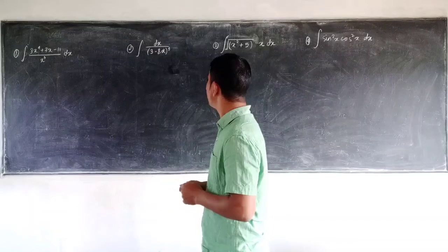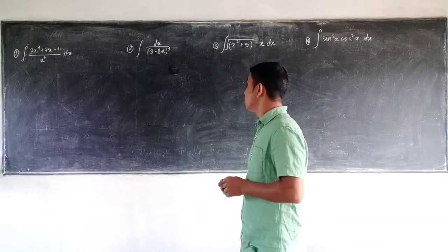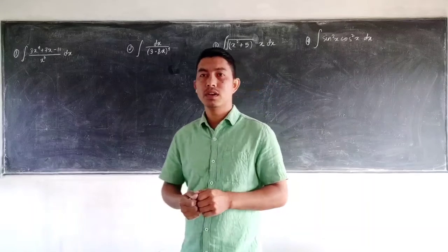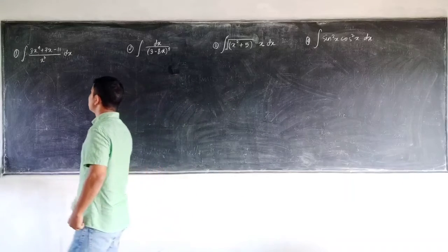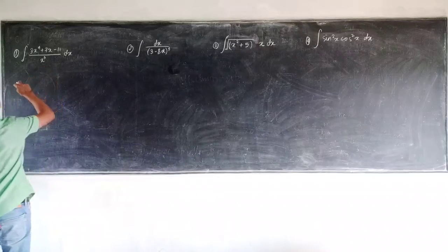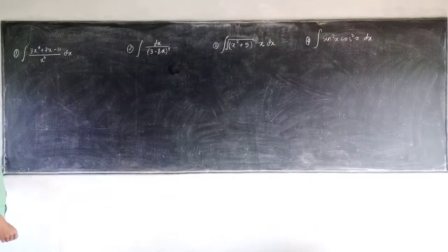So on the board, I have taken 4 different kinds of questions and we'll be learning how to solve each of these kinds. To begin with the first question, which tells us to find the integration of (3x^4 + 7x - 11) divided by x cube dx.